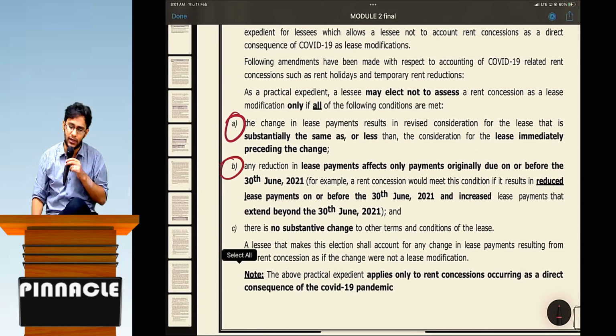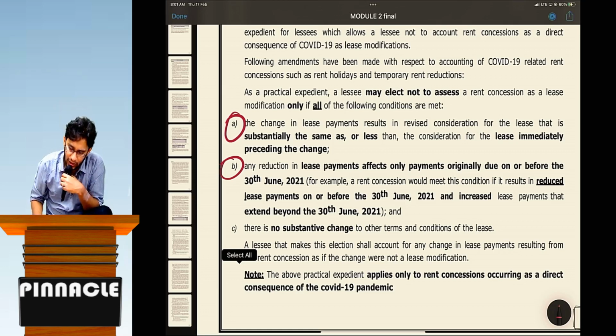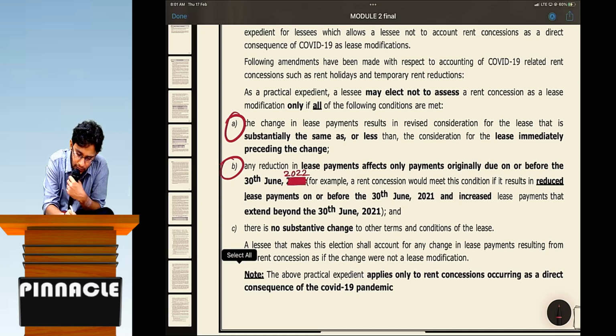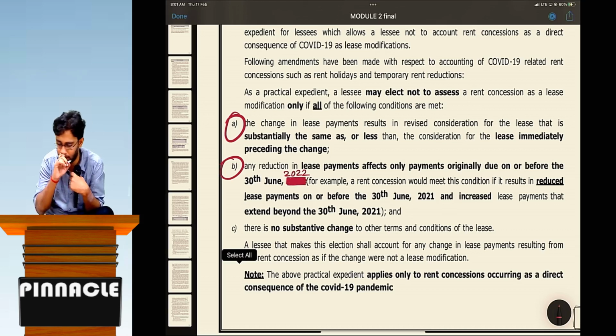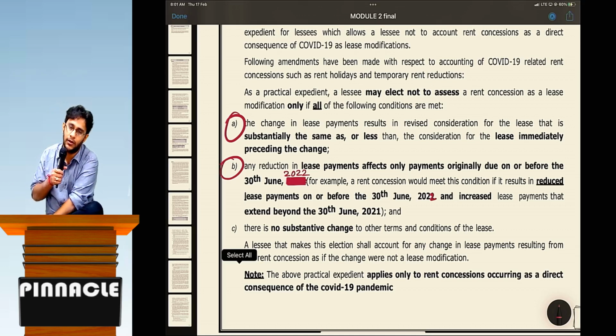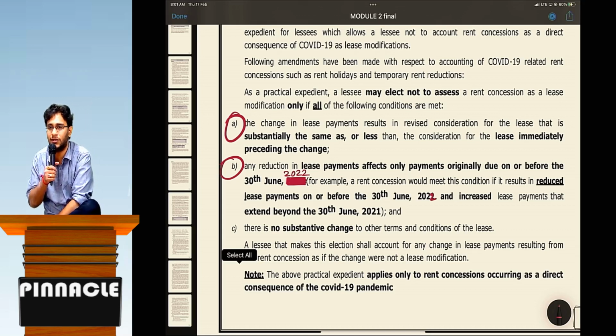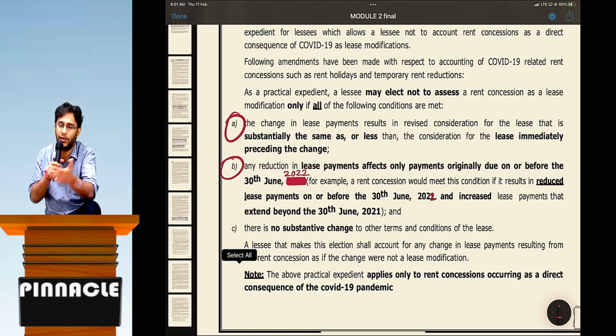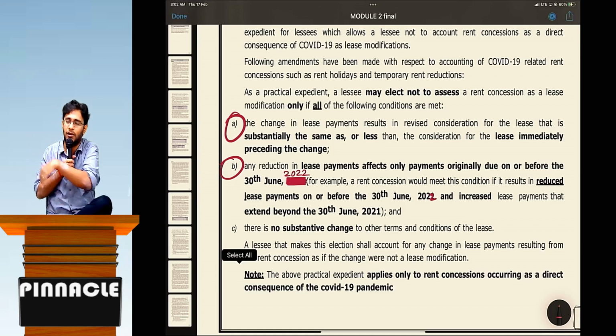Next, any reduction in lease payments affects only payments originally due on or before 30 June 2022. What he is saying is, whatever reduction in rent or waiver of rent you are enjoying now, the rent period should be up to 30 June 2022. Not beyond that. Sir, I received a waiver from rents, monthly 20,000 I need not pay. Like this, I need not pay up to 30th September 2022. That's all. Then this particular amendment is not applicable for you.